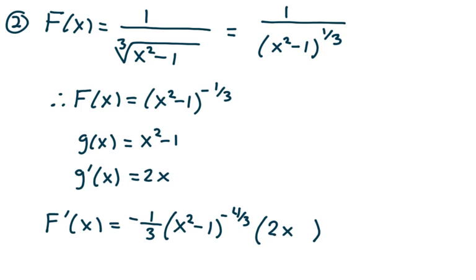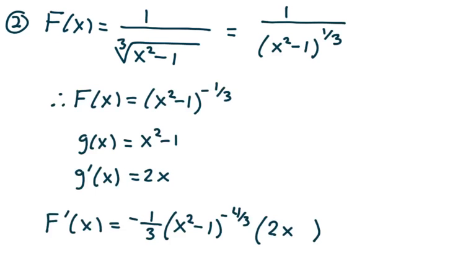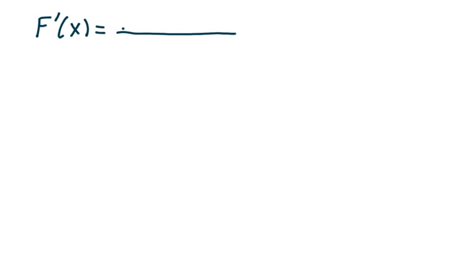And we do need to simplify this a little bit here. And so f prime of x is equal to, now, in the denominator, I'm going to get 3 times (x squared minus 1) to the 4/3. In the numerator, I get negative 2x. And that right there is how you do example 2.